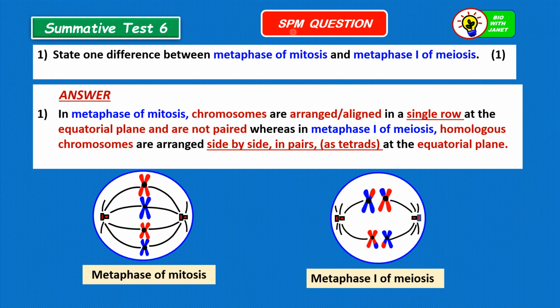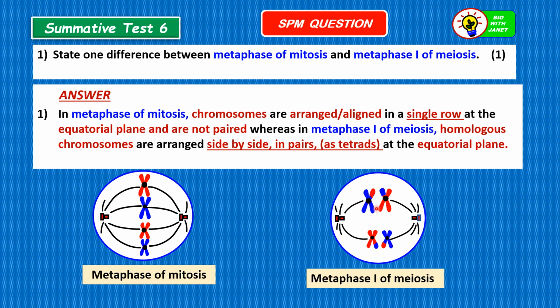Here's another common SPM question. State one difference between metaphase of mitosis and metaphase 1 of meiosis. 1 mark. So here's our answer. In metaphase of mitosis, chromosomes are arranged in a single row like this, a single file at the equatorial plane. That's according to the textbook, arranged in a single row at the equatorial plane, and they are not paired.